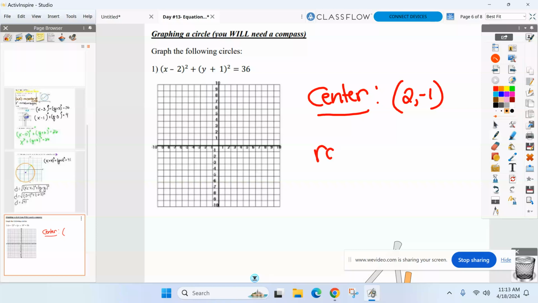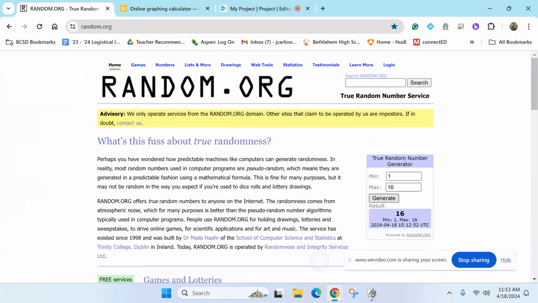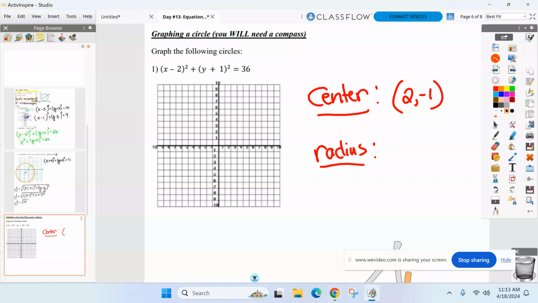And then what about my radius here? What's the radius length? Matt, what's my radius length? 6. Good job, Matt. Yes, because remember, that 36 is r squared, not r. So yes, it's going to be 6.